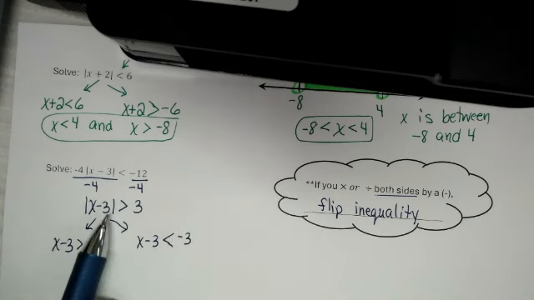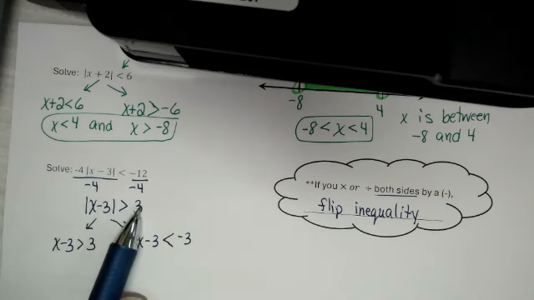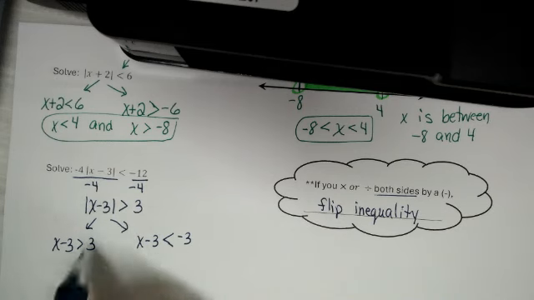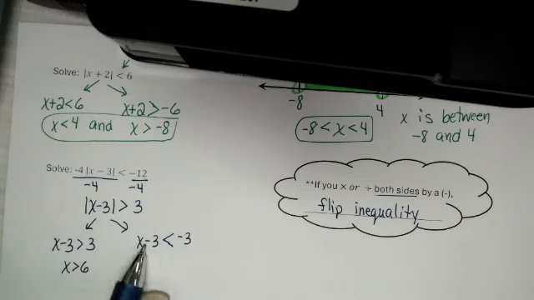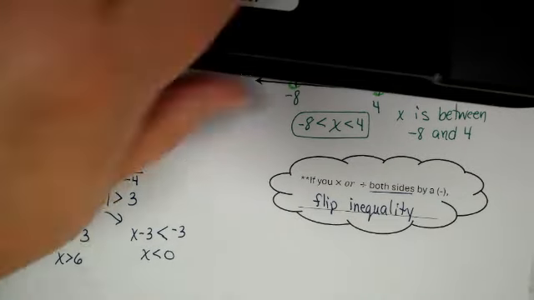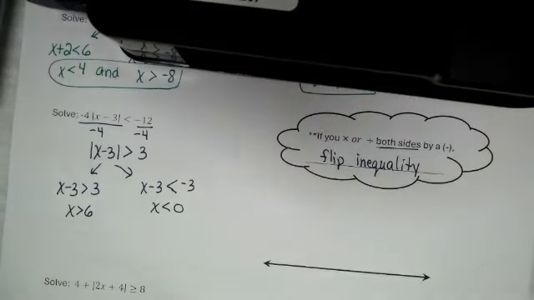So that same rule. The first one looks exactly like this without the bars, and the second one we flip the sign and make it negative. So adding 3 to both sides, x is greater than 6. Adding 3 to both sides, x is less than 0. So let's see what that looks like when I put it on a number line.